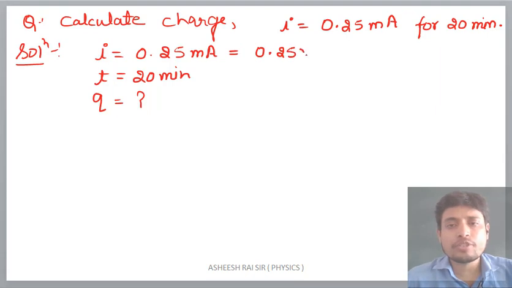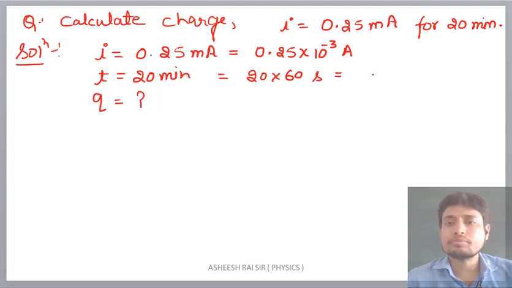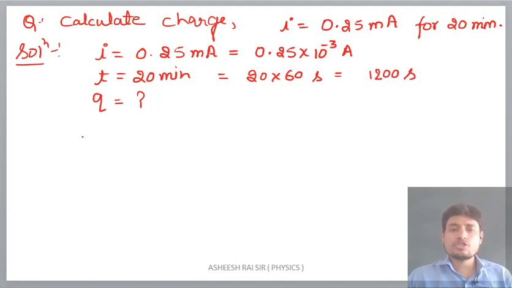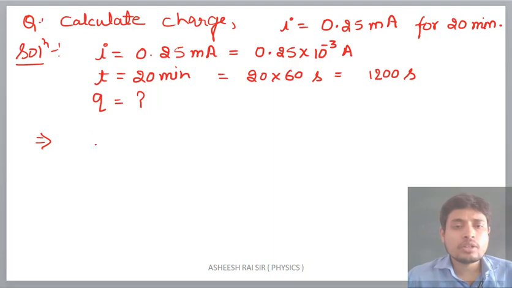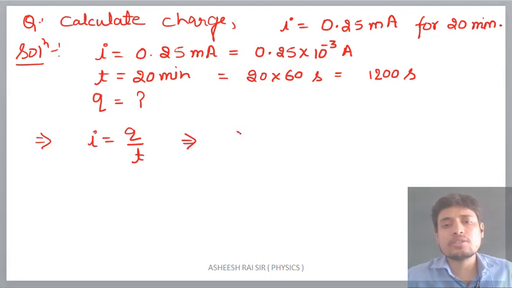0.25 milliampere will be 0.25 times 10 to the power minus 3 ampere, and 20 minutes will be 20 into 60 seconds, which is 1200 seconds. We are asked for the charge, so use the formula I is equal to Q upon T. This implies that Q is equal to I into T.